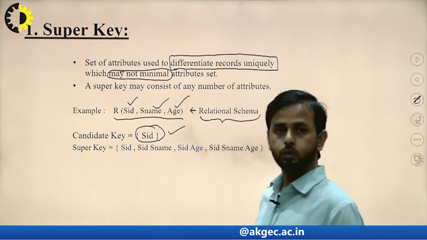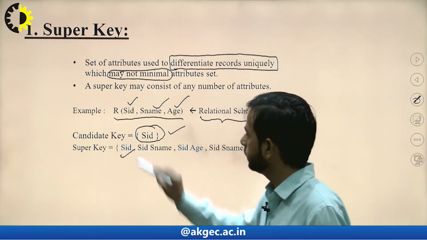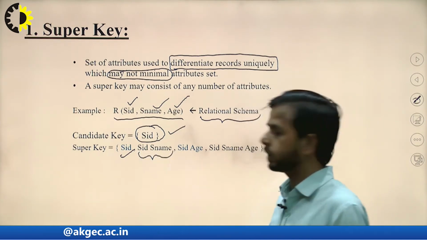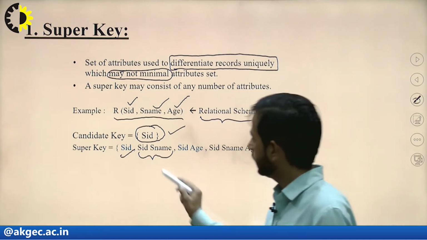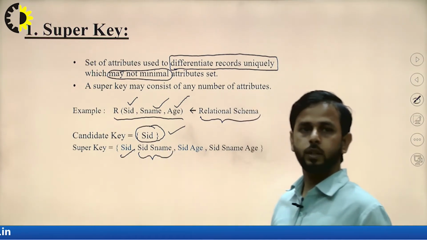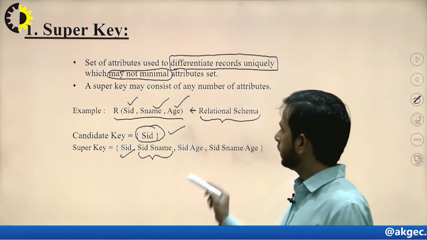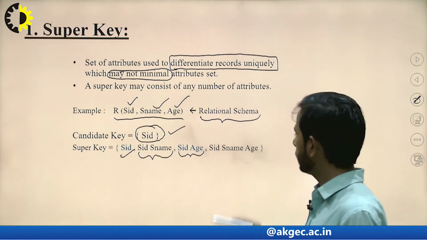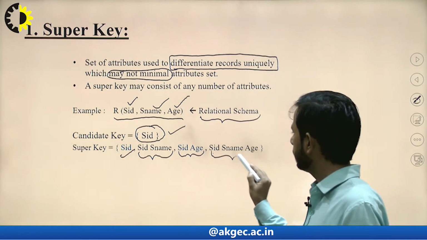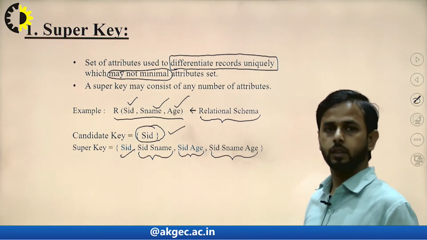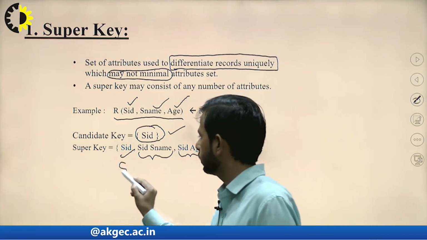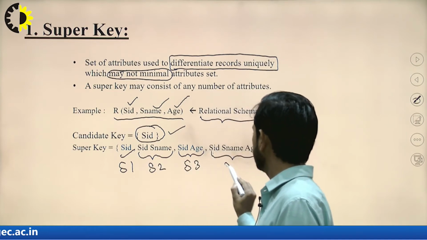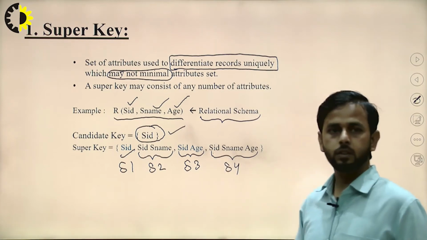So what are the possible super keys here? Student ID is one of the super keys. Student ID and student name combined is also a super key; here student name is extra. Next, student ID and age combined is also a super key. Student ID, name and age is also a super key. So there are 4 super keys: super key 1, 2, 3 and 4. These super keys are not minimal.